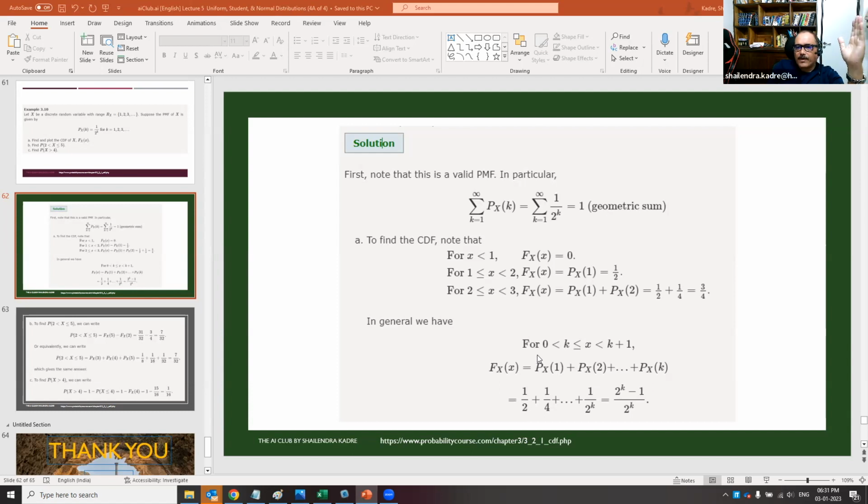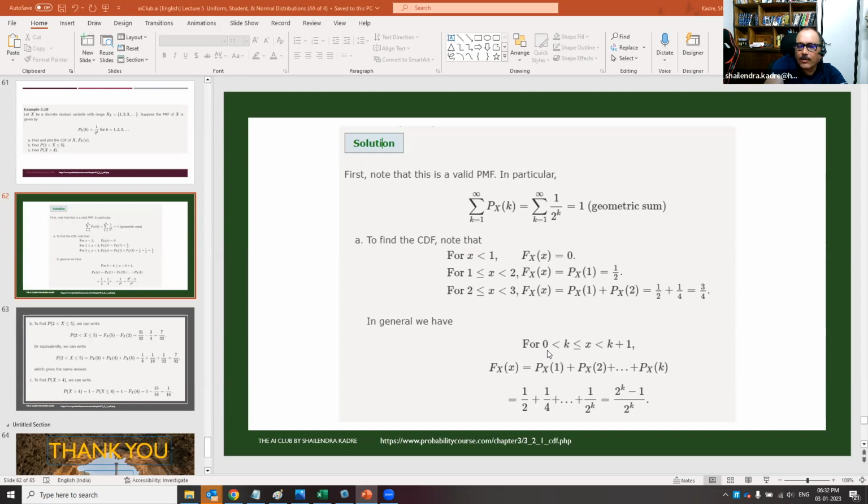If you want to calculate the CDF for any value k, with x varying from 1 to k, it will be 1 upon 2 to the power 1 plus 1 upon 2 to the power 2 plus 1 upon 2 to the power 3, up to 1 upon 2 to the power k, right? Is that correct? If you add this series up, it's an algebra thing, you have to do a little bit of work. It's a series, most probably a geometric series.